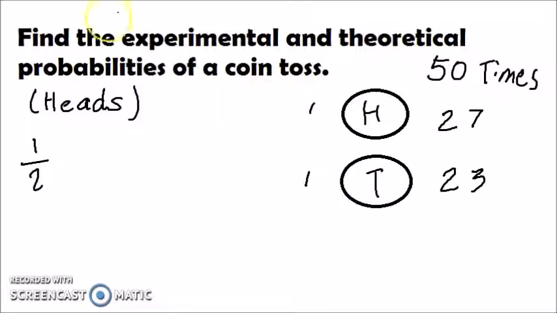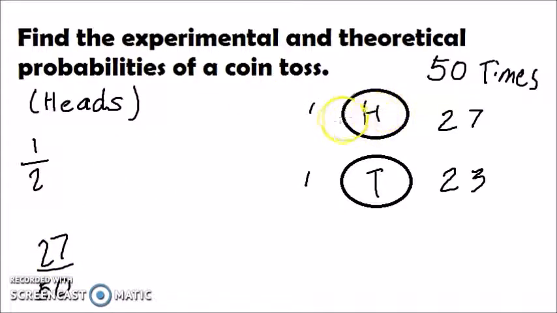As for the next one, we are trying to find the experimental probability, and over here we have a chart. This experiment has been done 50 times, which means this is the denominator, because for experimental, it's the number of times the event has occurred over the number of times the experiment is done. And how many times the event has occurred is 27. So 27 out of 50.